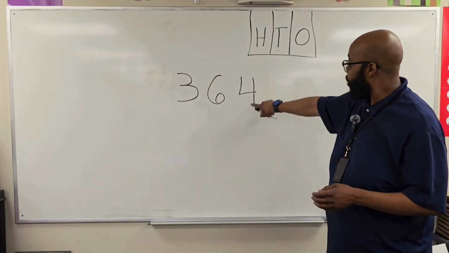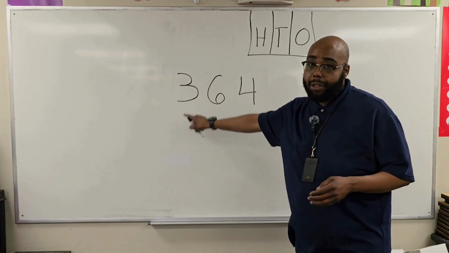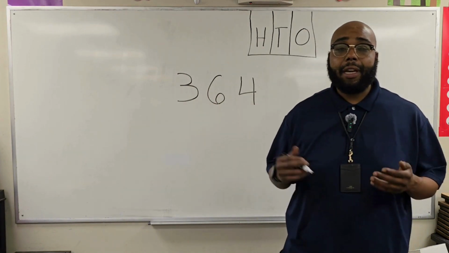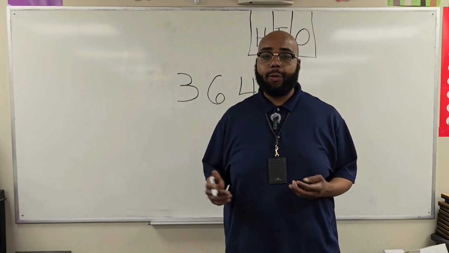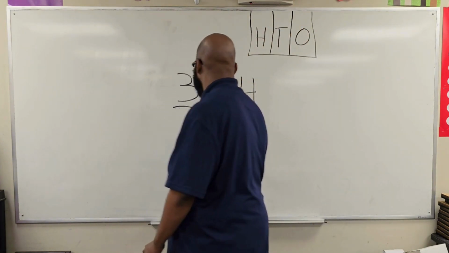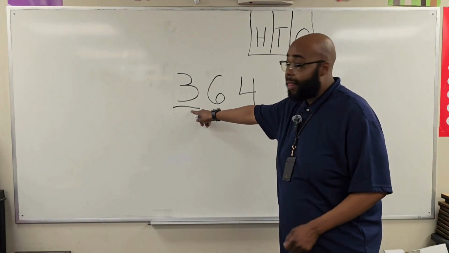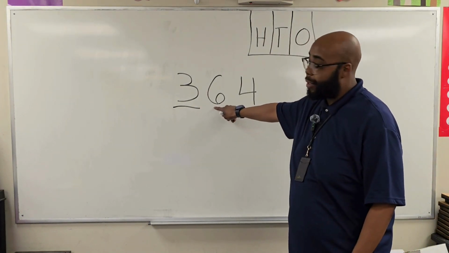So we have our ones, which is 4, our tens, which is 6, and our hundreds, which is 3. And we're trying to round to the nearest 100, underline the number that is in the hundreds place, which is the 3. Now that we have underlined the 3, we look back at the number right behind it. So we're at the hundreds, and we look right behind it, which is the tens.